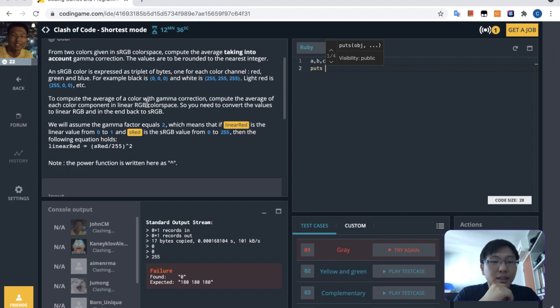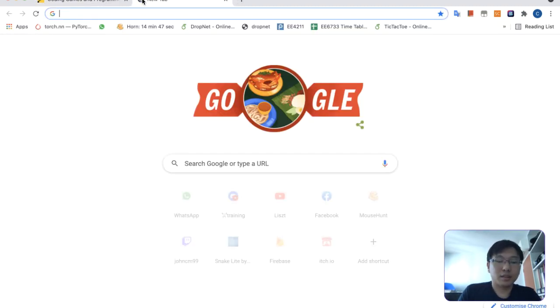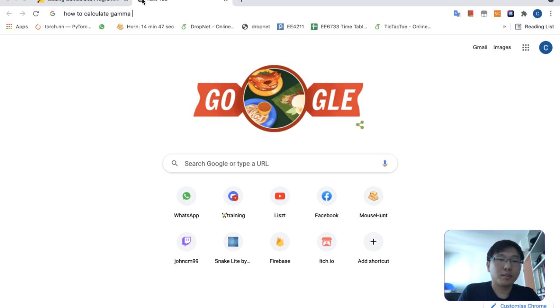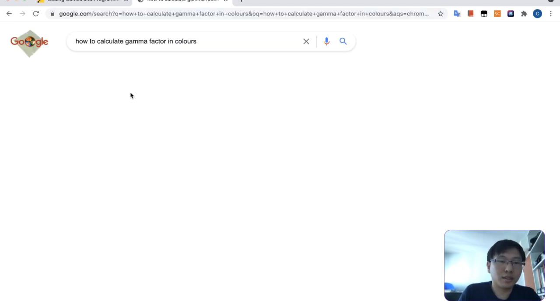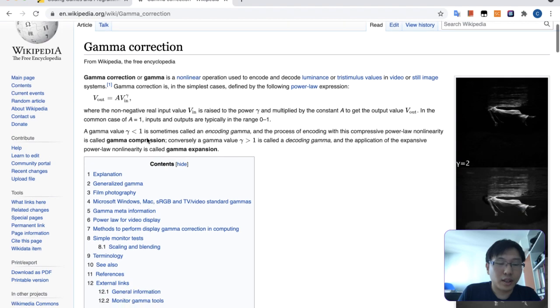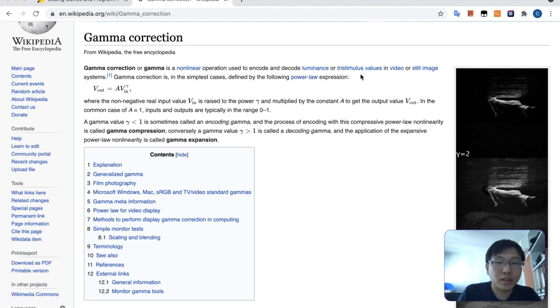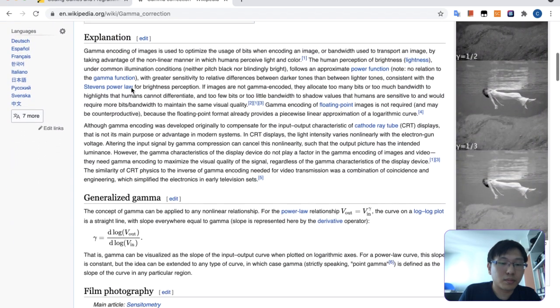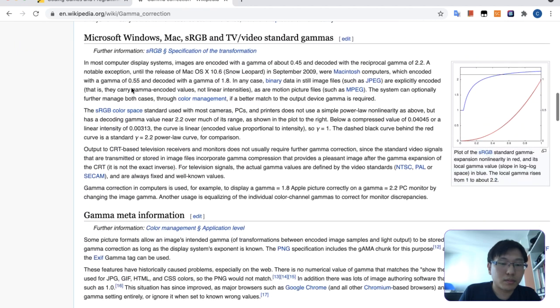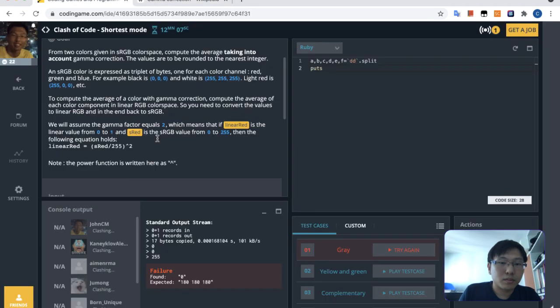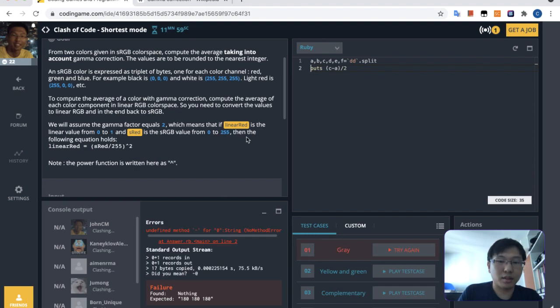I still don't really get it. Okay, gamma correction. Luminance is AV in gamma. So over here we just take the square of it. I guess I'll just take the average. Okay, maybe let's do the average first. Okay, let's print the average. What do we get?